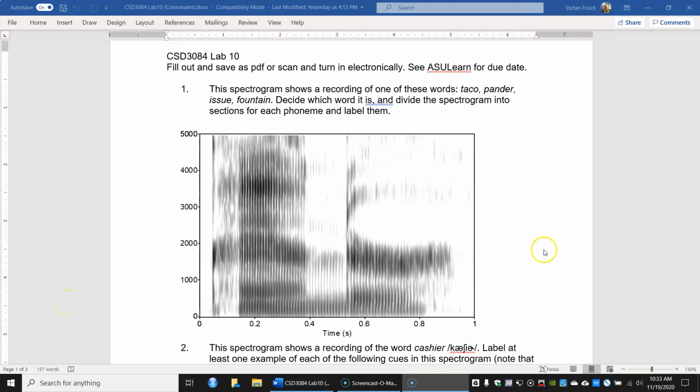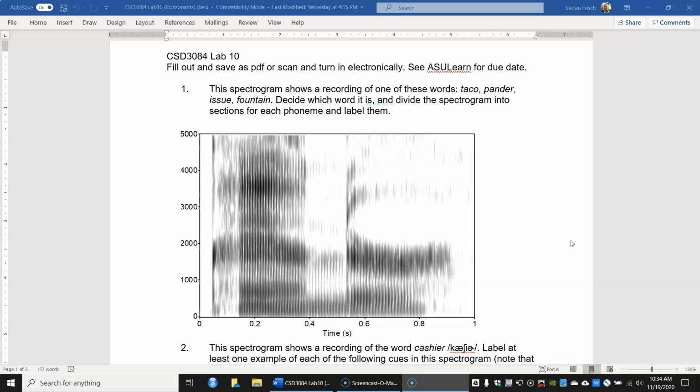Lab 10 provides a variety of exercises centered around the spectrograms of consonants. In this first question, there's a choice of 4 words: taco, pander, issue, or fountain. You're supposed to choose which word is represented by this spectrogram and indicate what the individual phonemes of the word are.